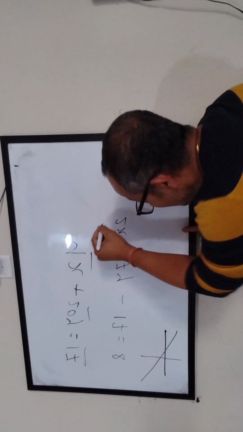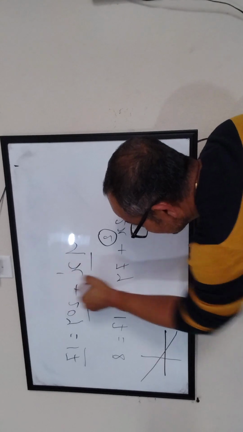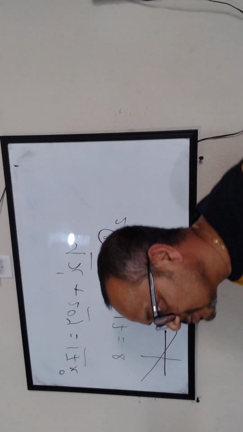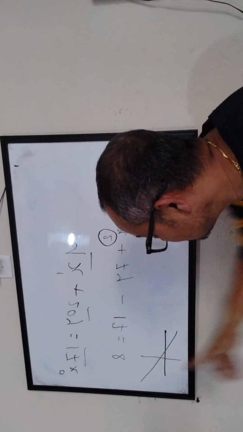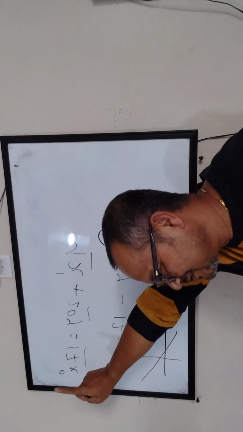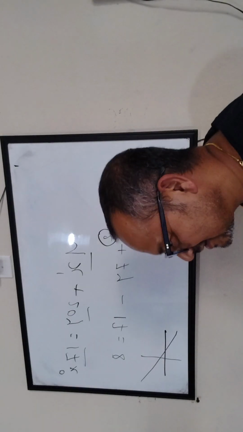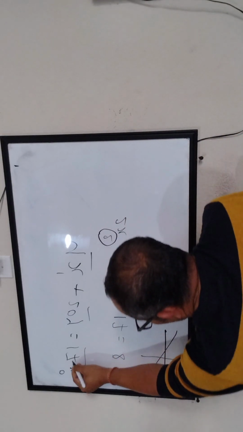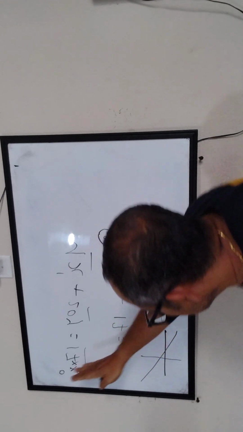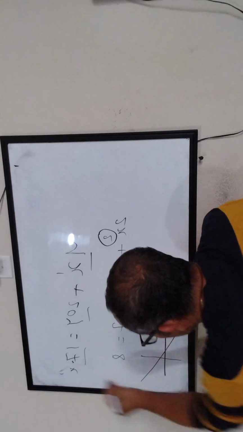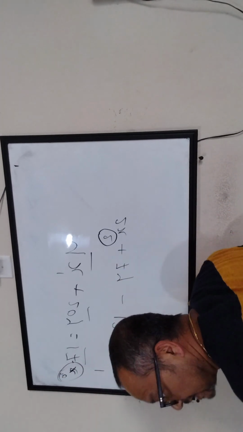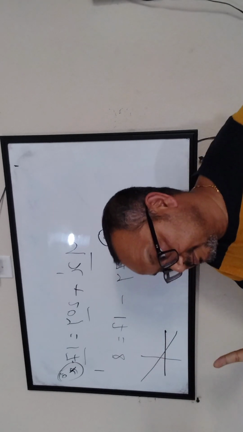Square. Or here you can say 17x to the power 0, or y to the power 0. Anything to the power 0 is 1. I can say 17 into x to the power 0, or I can just say 17. Both are the same. Any variable to the power 0 gives you 1. Anything to the power 0 gives you 1, except 0.